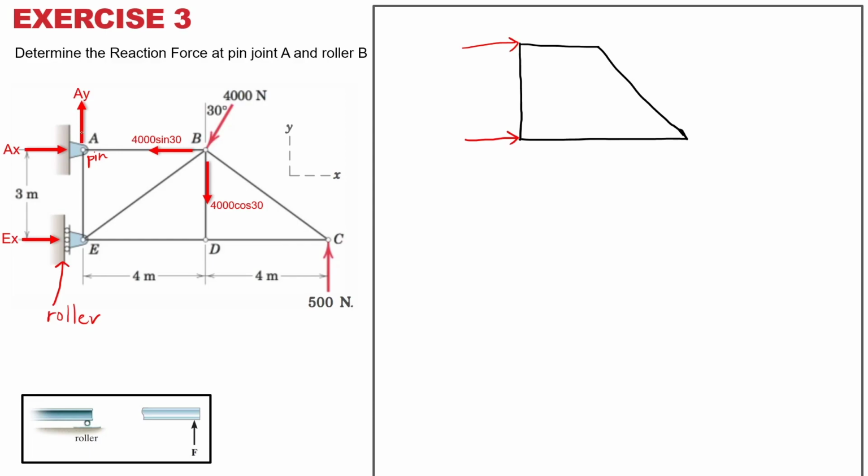So put all your reaction forces. Pin kita ada dua, X and Y. And then at 4,000, and then put all your external forces. You got 500 Newton, and then label, should label AY, and then finally this one, which is the 4,000.